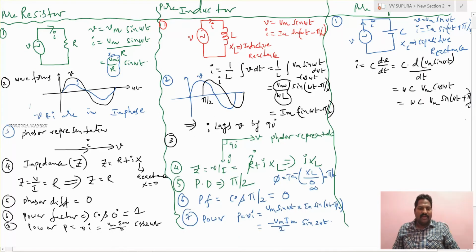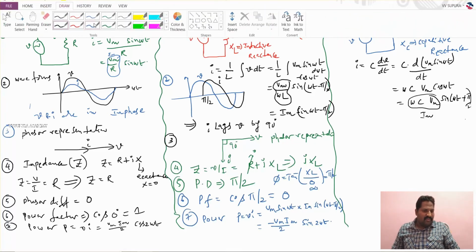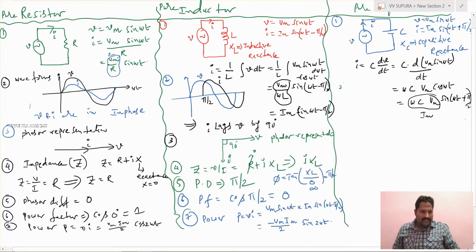Okay. So in this way I can write this total Vm multiplied with omega C is nothing but Vm, so I can write Im sin(omega t plus pi by 2). And the second one is waveforms. It is very well known of voltage.